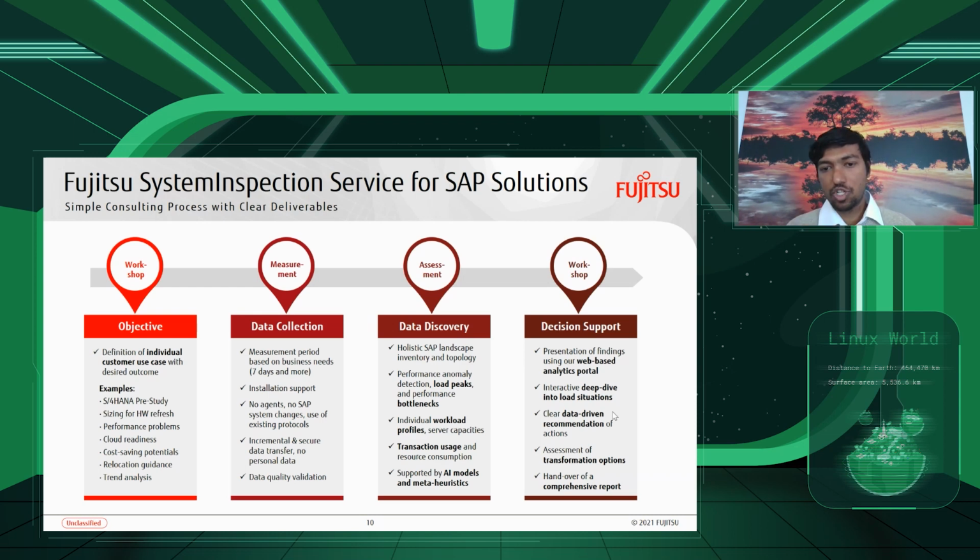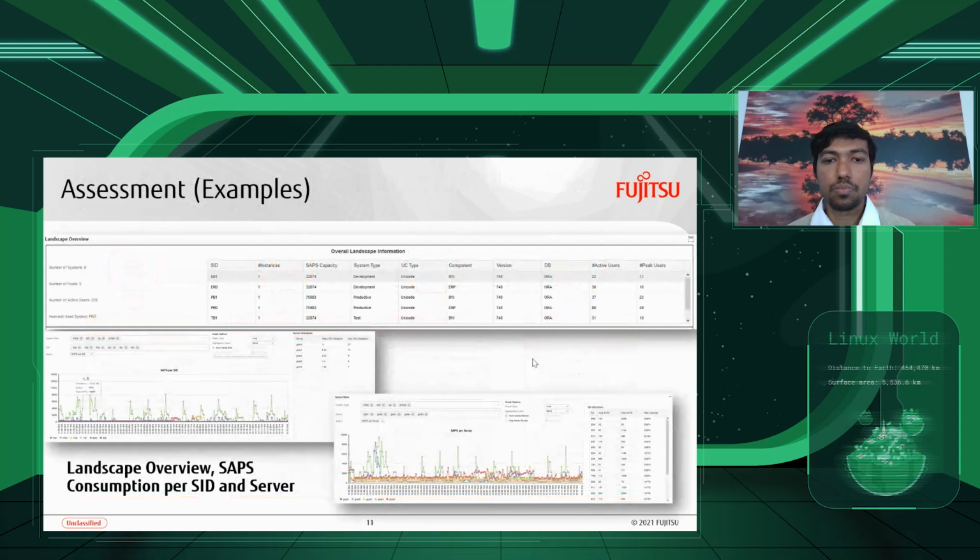Ideally speaking, we want to ensure that the peak loads are captured, be it on month end or annual peaks, because then you can really get insights from this to develop the overall solution design as we go forward. The whole idea is to be able to support the whole decision-making process. And the system inspection service gives you a web-based portal where you can deep dive into the load scenarios and make data-driven recommendations as well.